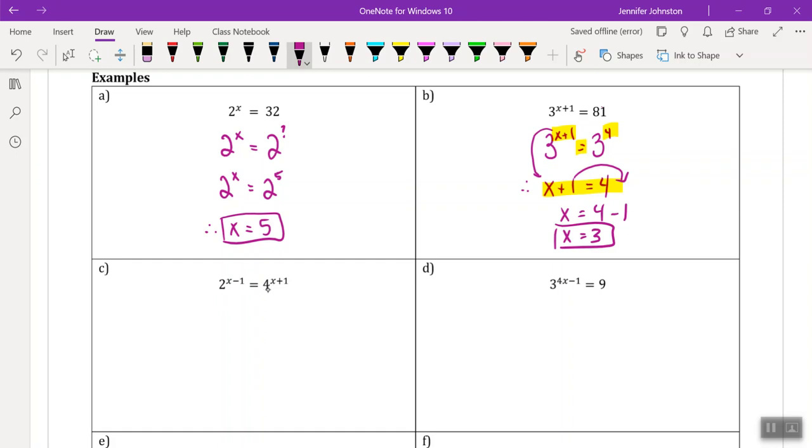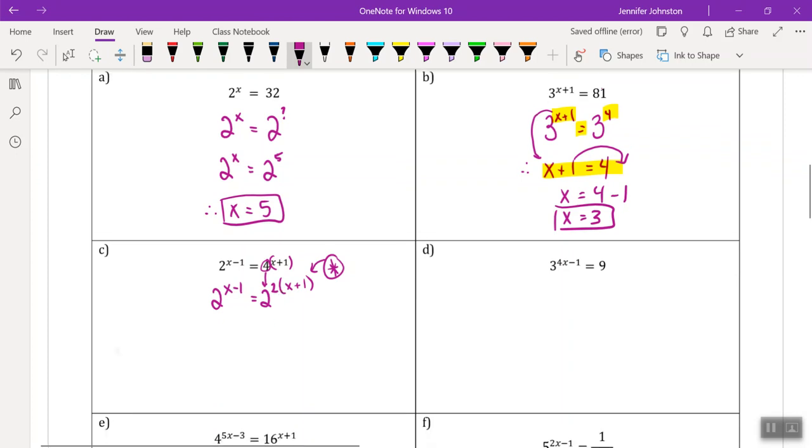No, but can we change 4 to be a 2? Yes. Okay, so we got x to the power of 1 is equal to, what's 4? 4 is 2 to the power of 2. And then we've got an x plus 1. So really make note of this, that the 2 to the power of 4, like this one is here, and then this is in brackets beside the 2.